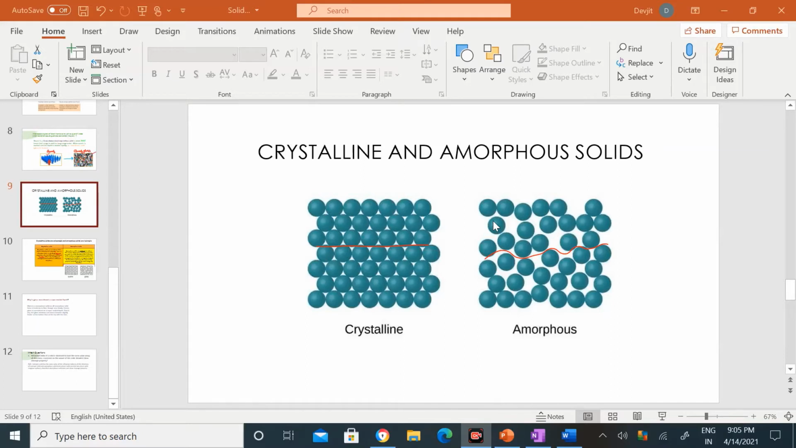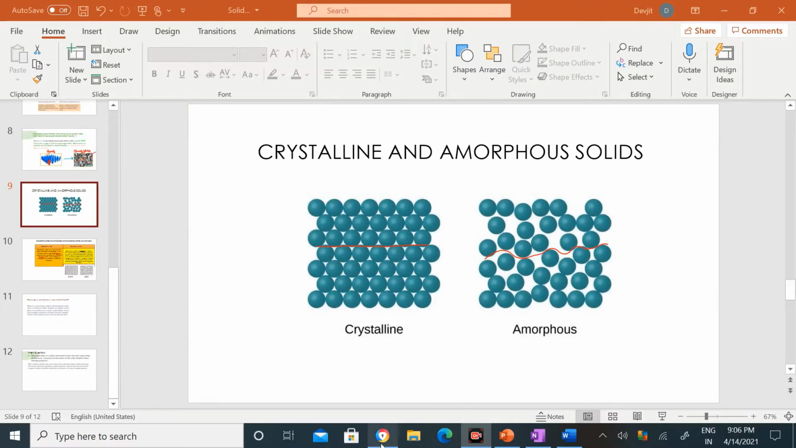In the last lecture I discussed crystalline solid and amorphous solid. In this lecture I am going to discuss the difference between crystalline solid and amorphous solid on the basis of their properties. Just recall what a crystalline solid is: a solid in which atoms are arranged in a particular manner throughout the crystal, whereas in amorphous solid it is completely random.